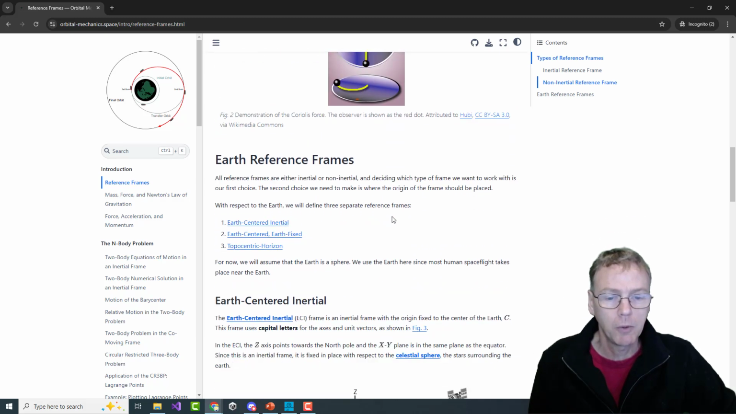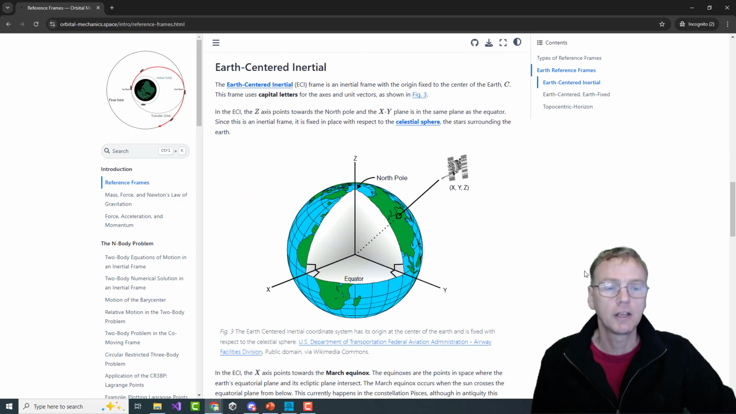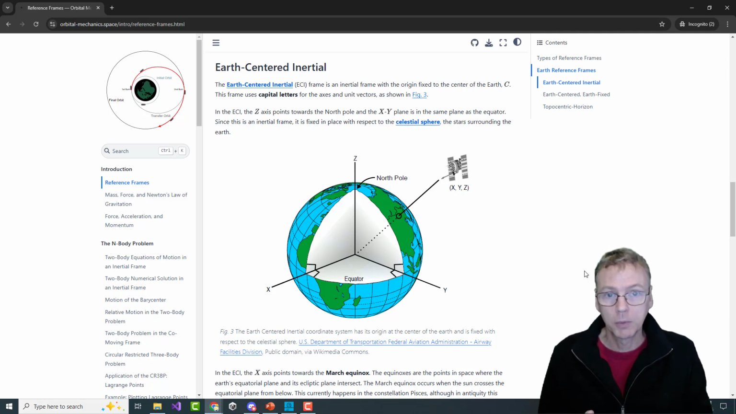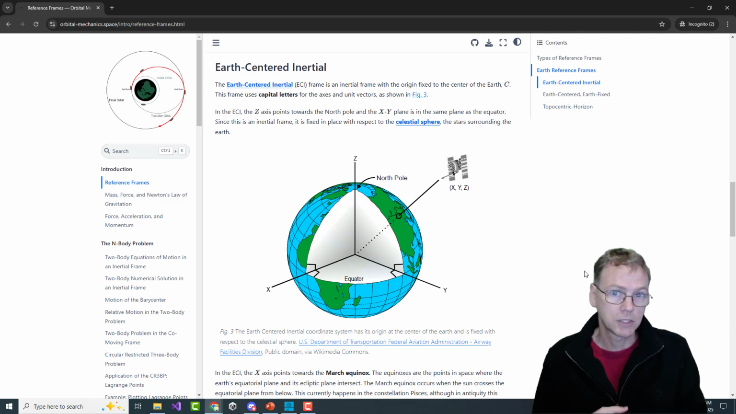Okay, and so then I wanted to skip down to two of the very frequently used reference frames that we'll see in orbital mechanics, in GPS measurements, that sort of thing.